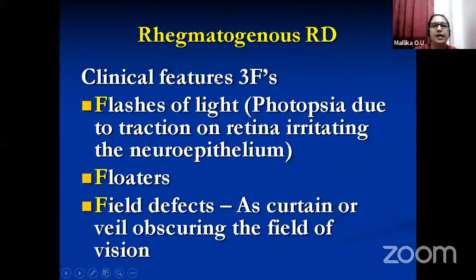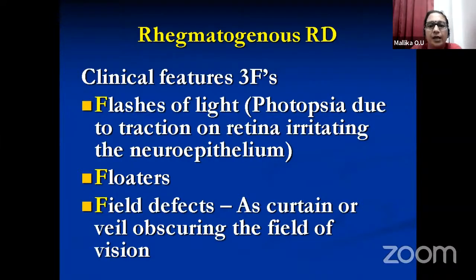So what are the clinical features? How does the patient present in the OPD? Usually we see patients who complain of sudden loss of vision in the affected eye, as if a curtain is falling, sudden painless loss of vision. Usually the patient says as if a curtain is falling in front of the eye. That is a field defect, which typically occurs commonly in myopic individuals.